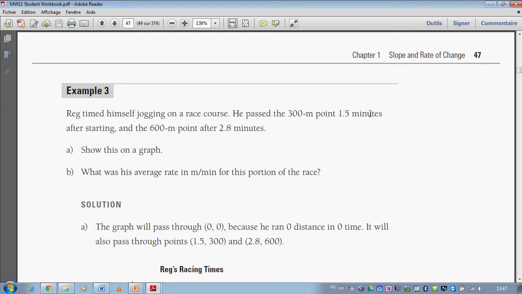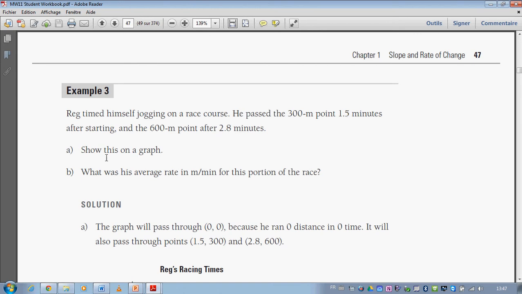How long he's been running does not depend on the distance that he's traveled. However, the distance that he's traveled depends upon the time that he's been running. Okay, so this is your dependent variable. So meters, the distance, is the dependent variable. Time would be your independent variable here.